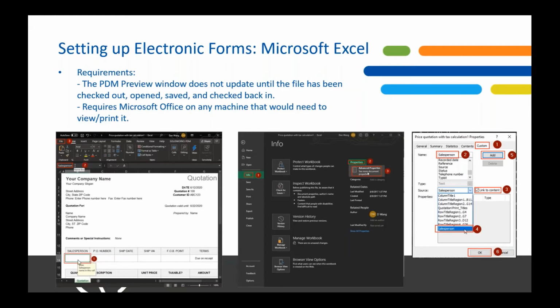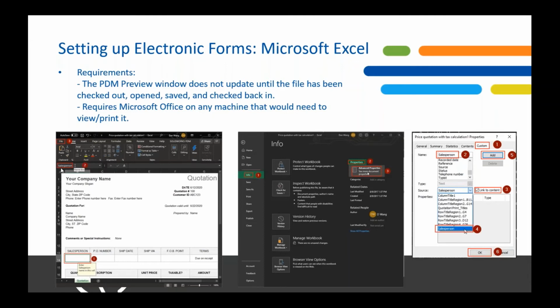The first step is to select the cell that you want a field to be linked to. You're going to click on the name box, type in salesperson, and hit enter. Next, you're going to click File, Info, Properties, Advanced Properties, and go to the Custom tab. All of this is pretty similar to what we just discussed. You're going to type in salesperson under the name, select Link to Content, and then select salesperson. This is basically how you link it.